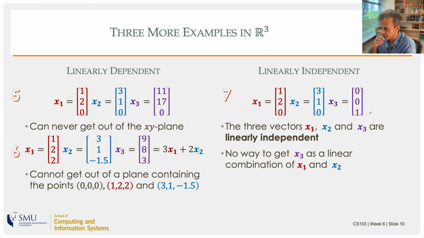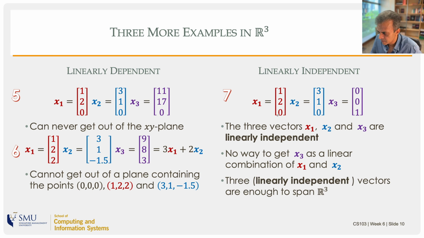You can also see that there is no way you can get x3 as a linear combination of these 2, because x3 is actually the z-axis, a line along the z-axis, and the z component of these 2 vectors, the third component of these 2 vectors, is actually 0. And whatever linear combination you take, you can never get 1 as a sum of 2 zeros, regardless of what you scale it by, unless you're willing to scale it by infinity. So 3 linearly independent vectors are enough and needed to span all of R3.